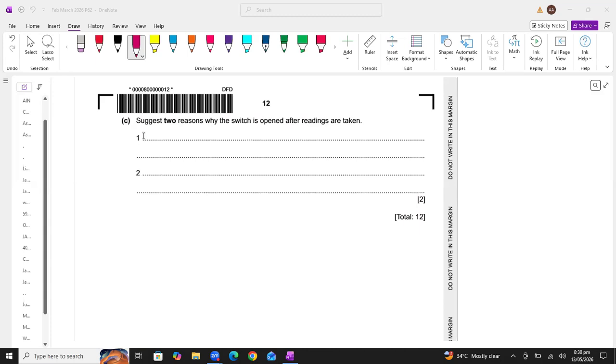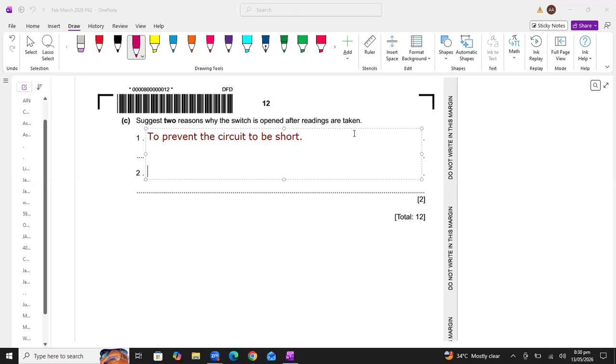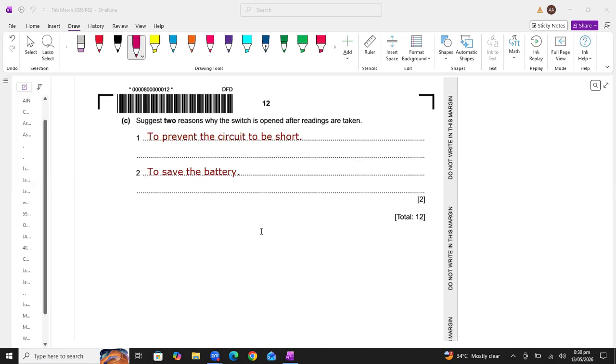So now we can write the 2 suggestions here, that the switch is open to prevent the circuit from being short. All right, to prevent the circuit from being short, or we can write the second option, to save the battery. Otherwise the battery will be drained out. To save the battery, we have to open the switch. Otherwise, the battery will get finished. Is it clear to you, students?